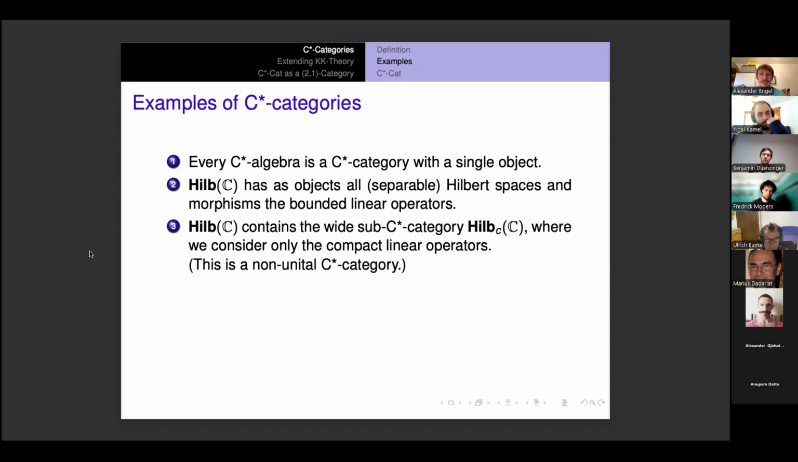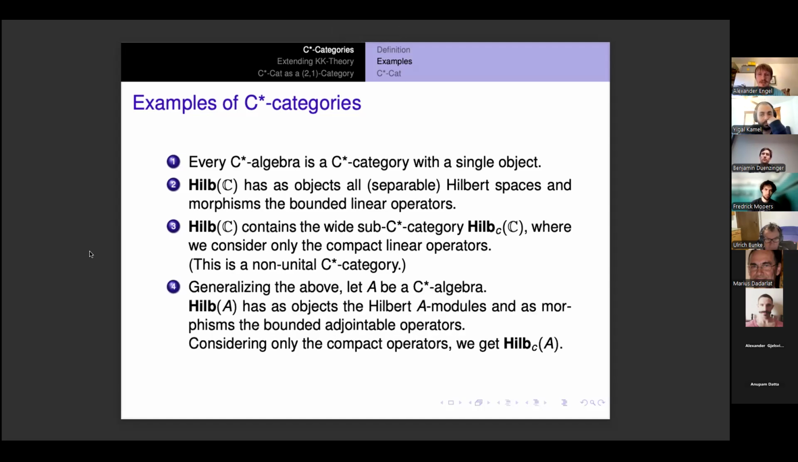And generalizing these 2 points, if we have any C-star algebra A given, then you can consider as a C-star category the Hilbert A-modules as objects and as morphisms all the bounded adjointable operators between the corresponding 2 objects. And again, similarly as before, you have a wide subcategory where you just consider the compact operators. So these are the main basic examples of C-star categories, and later in my talk, we will see 2 more examples, which really arise in nature, so when you really construct stuff.